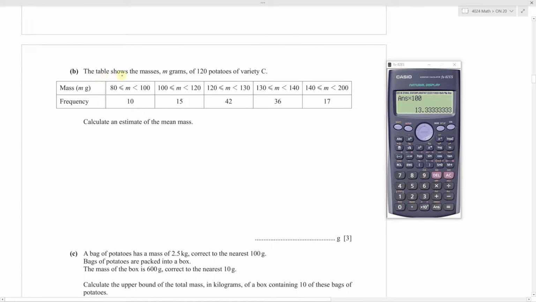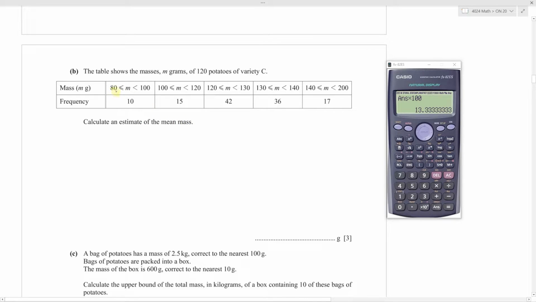Part B: the table shows the masses m grams of 120 potatoes of variety C. So there are 10 potatoes that have a mass between 80 and 100 grams, 15 potatoes have a mass between 100 and 120 grams, and so on. Calculate an estimate of the mean mass.